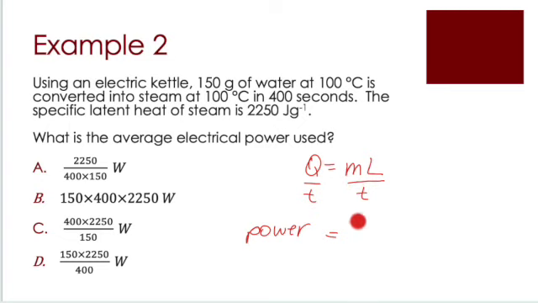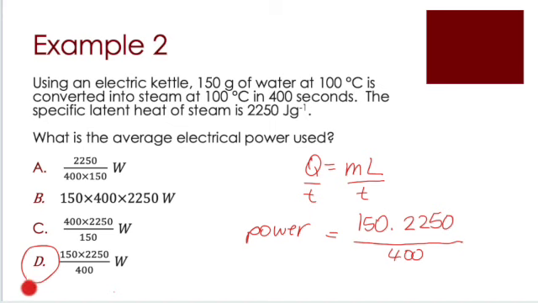In this case, it's going to be 150. My latent heat, 2250. Notice it's in joules per gram, so I can leave this mass in grams. All over the time. The temperature isn't part of this equation. It's not part of the equation for latent heat. It is for specific heat capacity, because that's all about changing the temperature of a substance. If I look over here, you can see my answer is D.